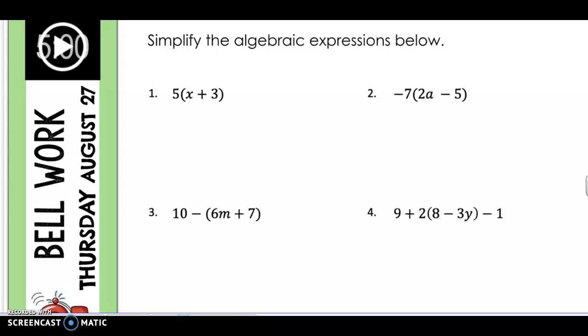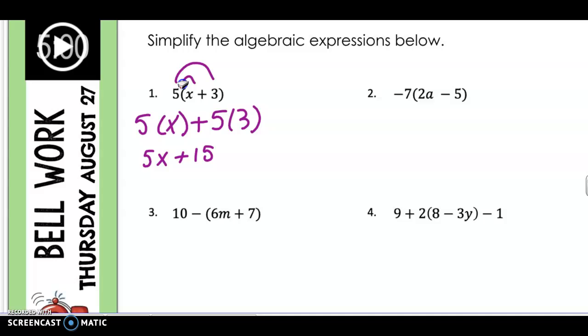We read this problem as 5 times the quantity, when you have the parentheses, you can say the quantity x plus 3. So when we have our 5 outside the parentheses, we need to distribute it through the parentheses. That means we need to multiply each term inside the parentheses by 5. So we're going to write 5 times x, plus, because we have to bring down that plus sign, 5 times 3. Here, 5 multiplied by x will just give us 5x plus 15, because 5 times 3 is 15.